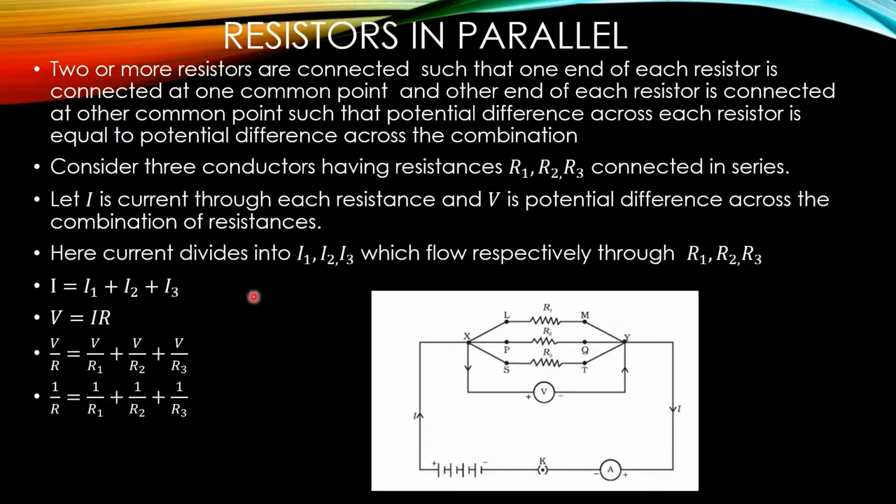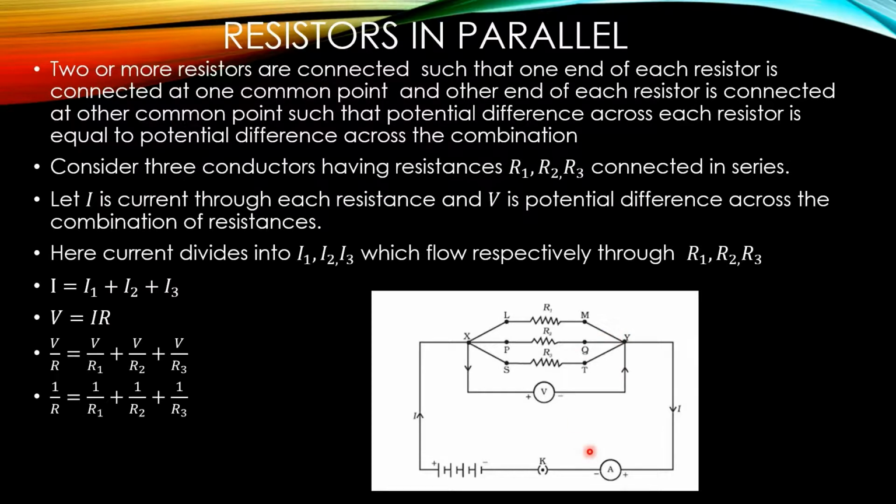For example, in the figure you can see X is a point where the first ends of R1, R2 and R3 are connected. Y is another point where the other ends of all the resistors are connected. So two or more resistors are connected such that one end of each is at one common point and the other ends of these resistors are connected at another common point.